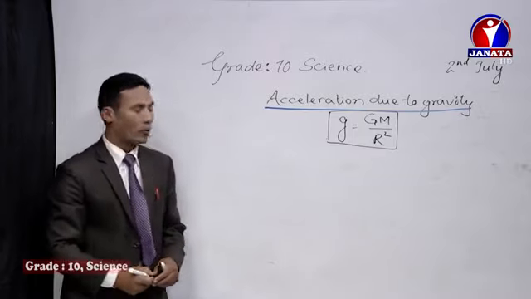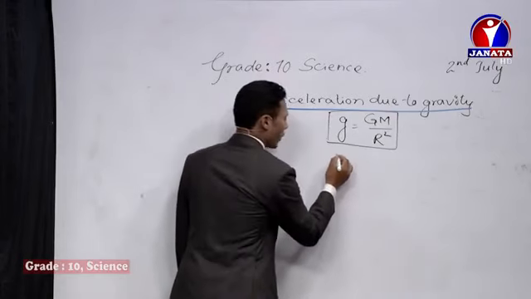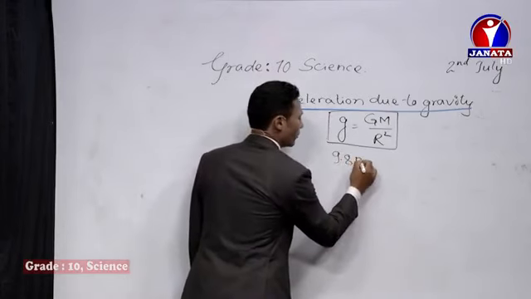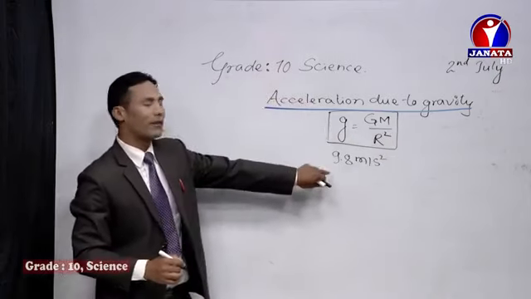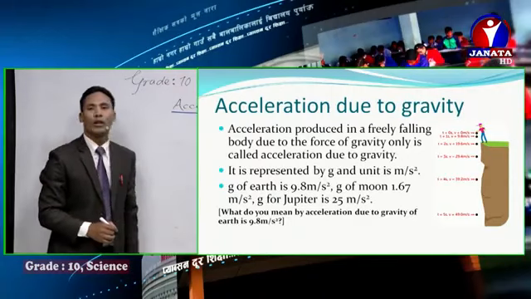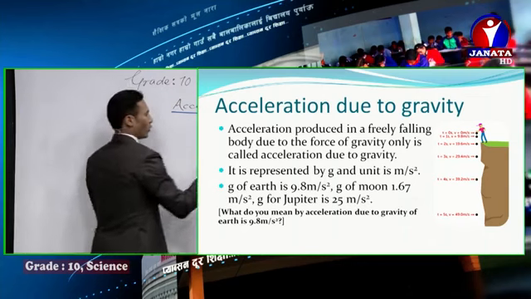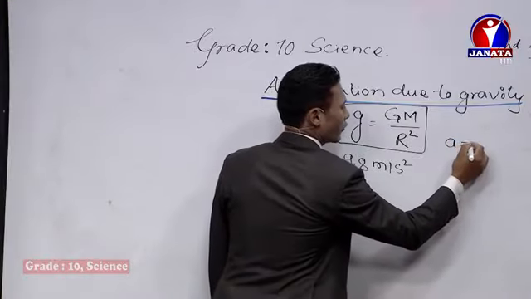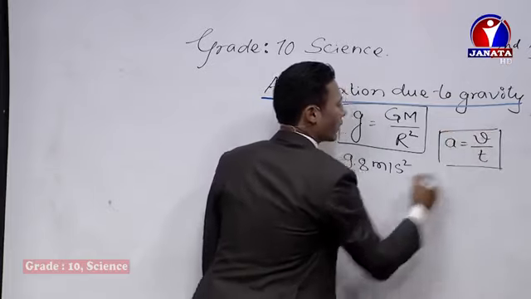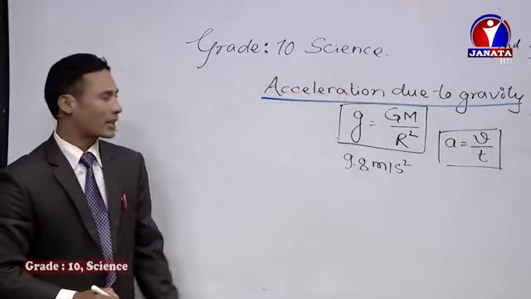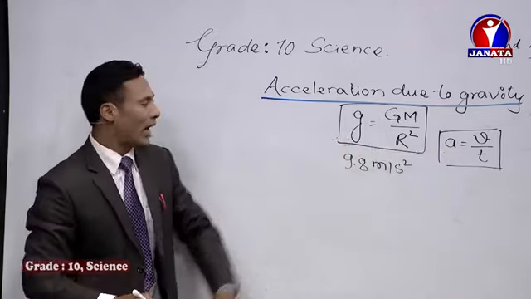Now one question. What do you mean by acceleration due to gravity of Earth is 9.8 meter per second square? How to define this? Let's see. We have the formula acceleration equals velocity by time. This is the formula for acceleration, and for acceleration due to gravity, we replace a by g. So how can we define this?